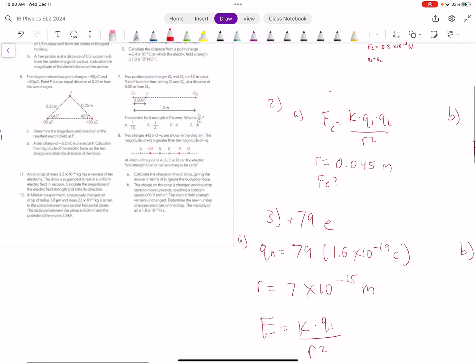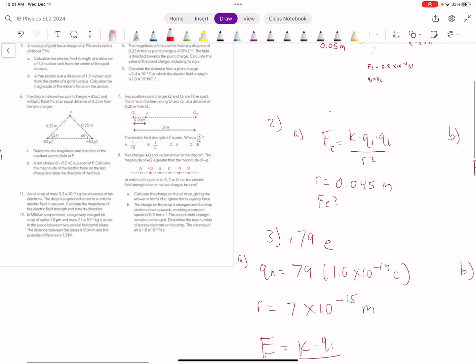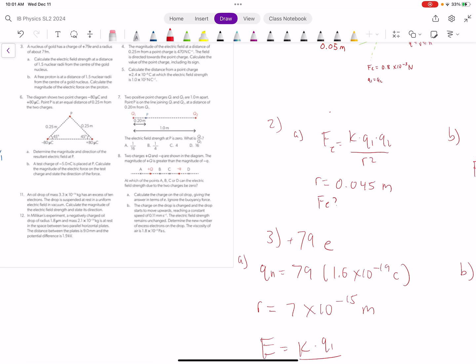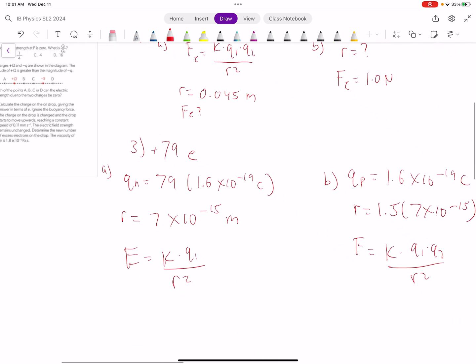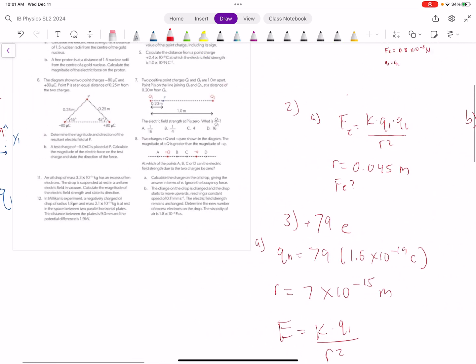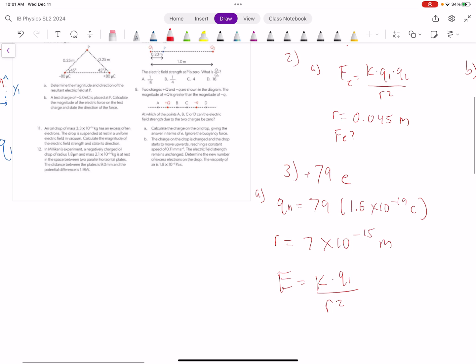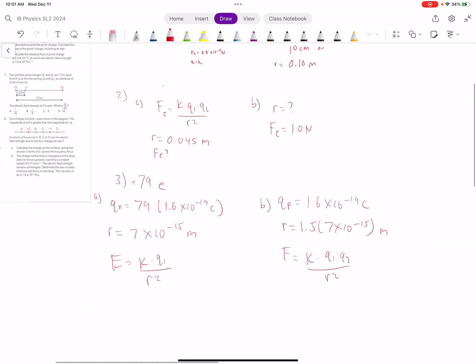Okay, so for part A, it says to plug in 1.5 radii from the center of the gold nucleus. Actually, I believe I might have put this over here. Interesting. So 1.5 radii would be this number, so we'll move this over here. And then I believe I'm just going to put that in. I have the charge, so I'm going to put this charge into here.